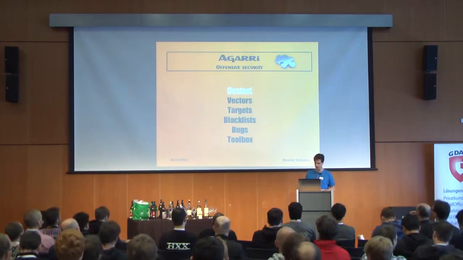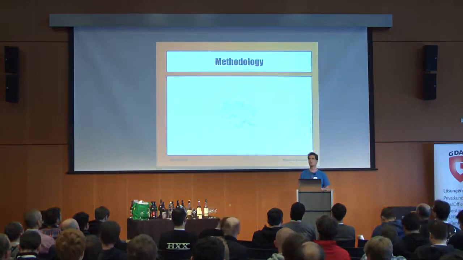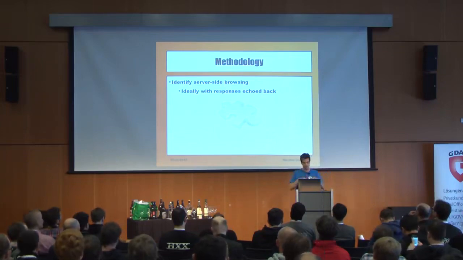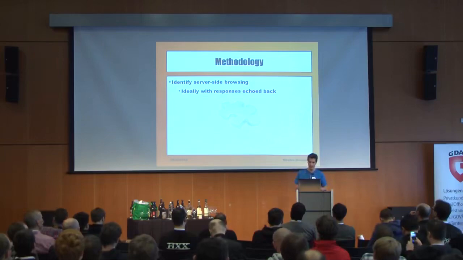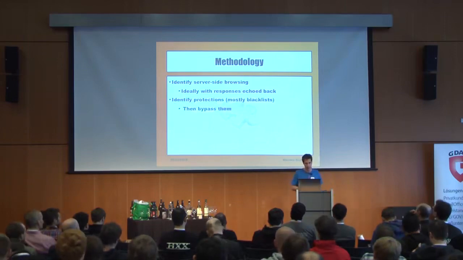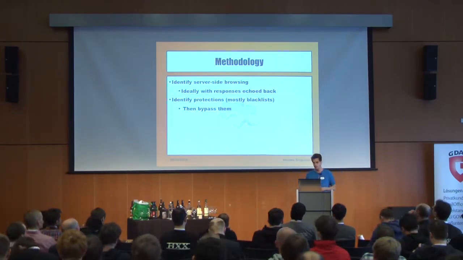So first, some context. The methodology is very basic, very simple, and very dumb. It's only looking for server-side features allowing to browse, taking a URL as an input. And in a perfect world, we want to have responses echoed back to ourselves, so you can reach something and have the feedback. If you don't have the feedback, it's still cool. We will identify protections, and most of the time we will be able to bypass them.